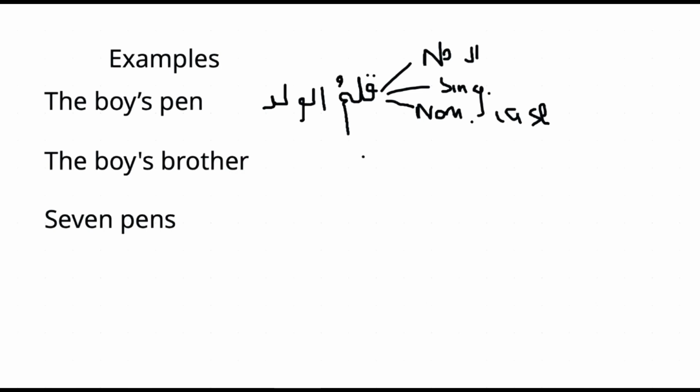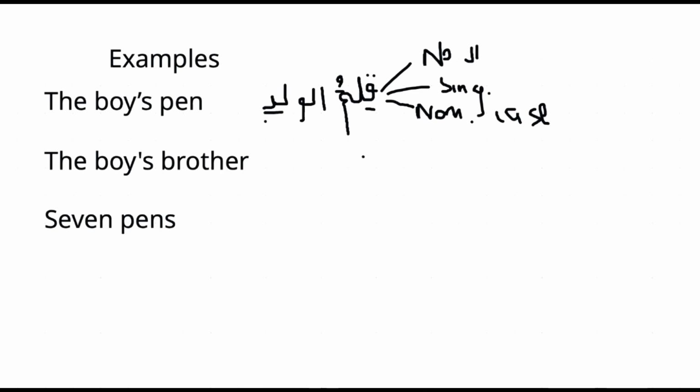The walad here is the mudhaf ilayh. Now for the mudhaf ilayh, the rules are a lot. You just have to know that the mudhaf ilayh is always in the genitive case, that is, it has the kasra. So here it will be al-waladi. So how do we say this? Qalamul waladi. You don't say qalamal waladu or qalamul walada. So take note of no alif or lam here, and take note of the jar here. Very simple.